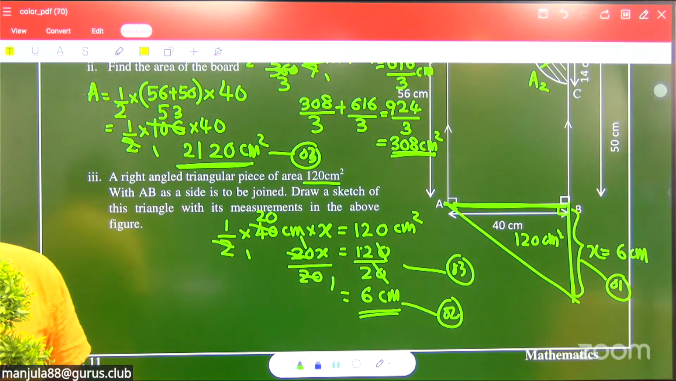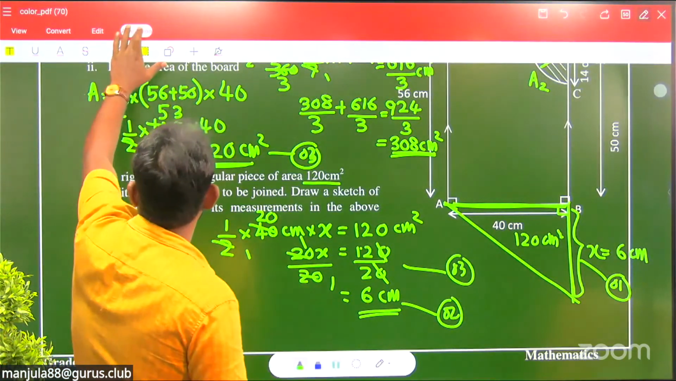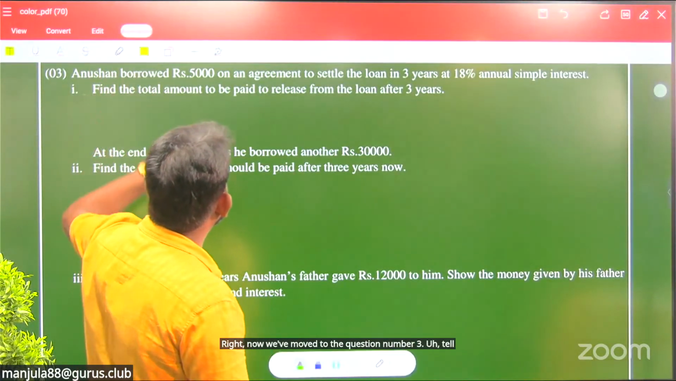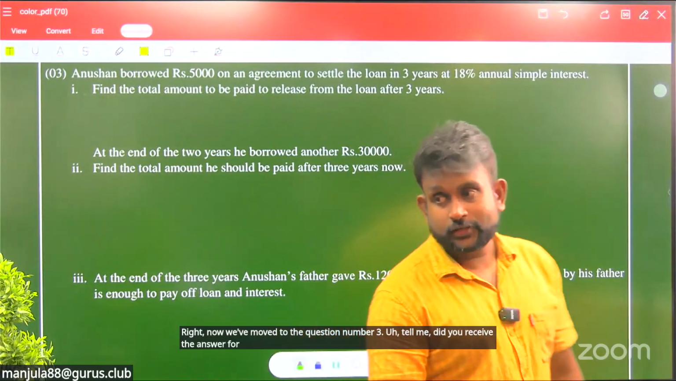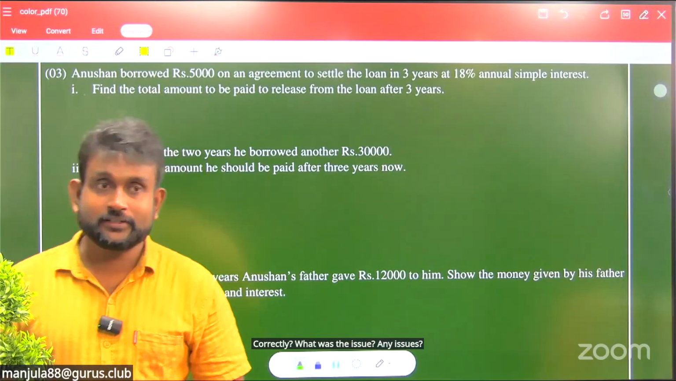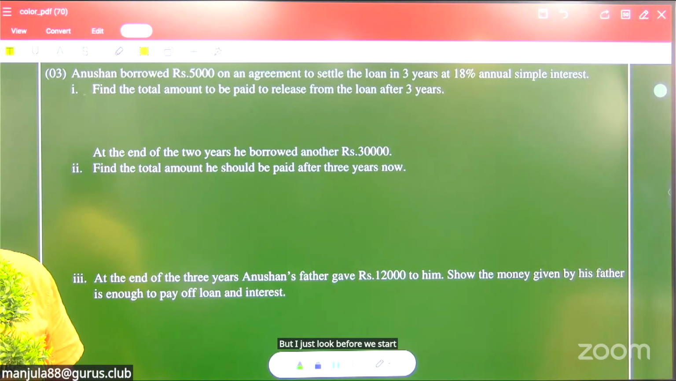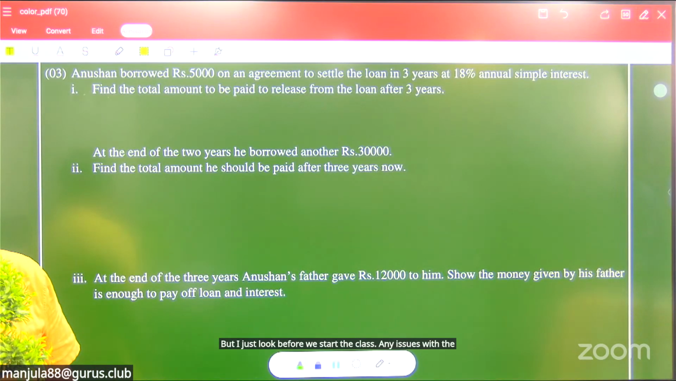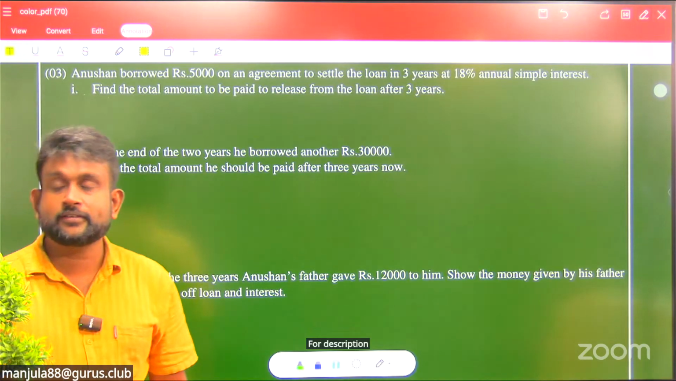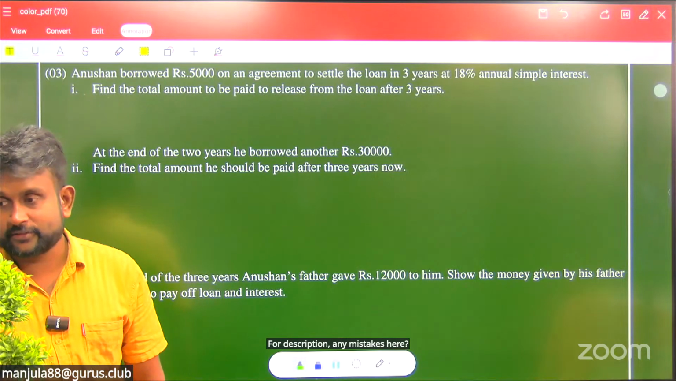Right, okay. Right, now we move to question number 3. Tell me, did you receive the answer for this question correctly? What was the issue? Any issues? I just looked before we start the class. Any issues with the figures? Or did you get the answers? Did everyone get the answers for this question? Any mistakes here?